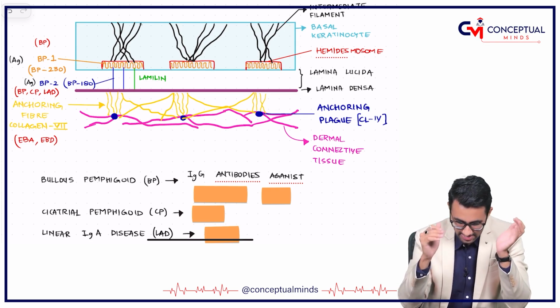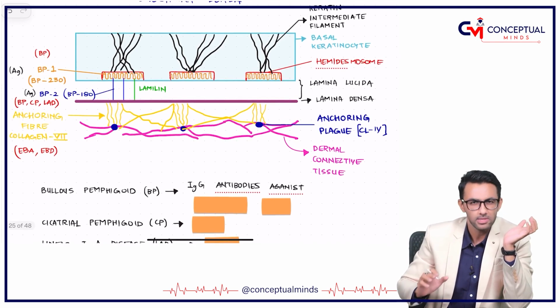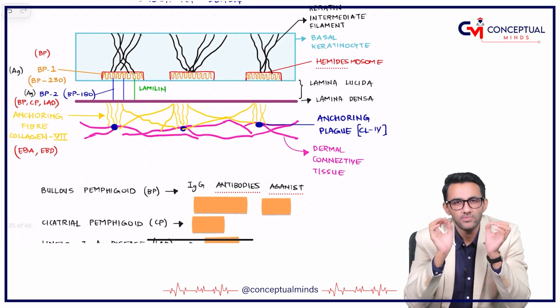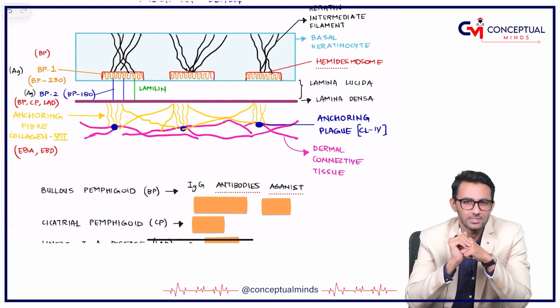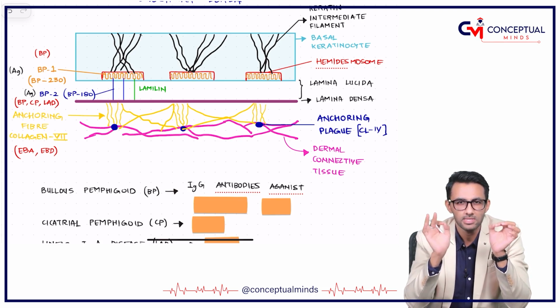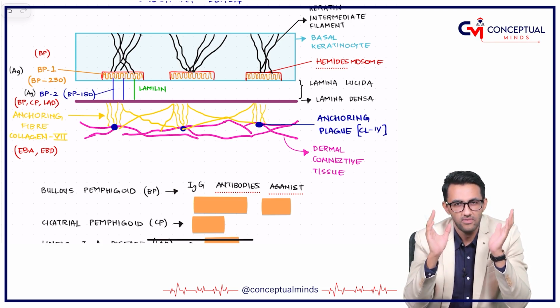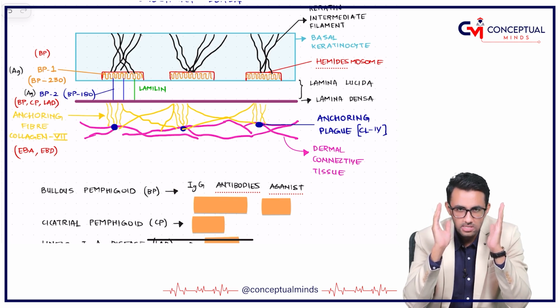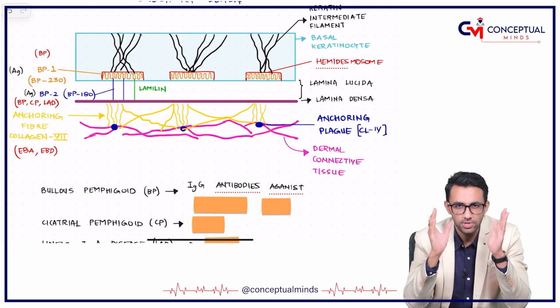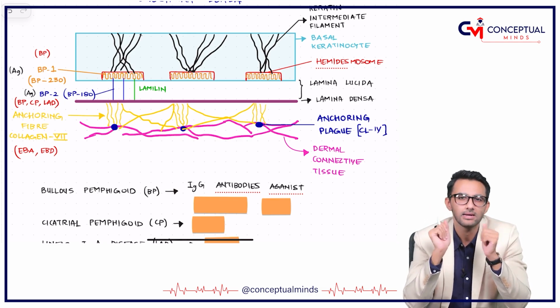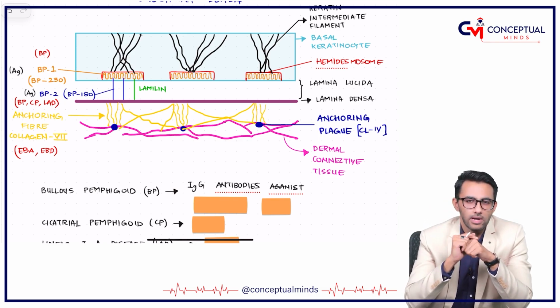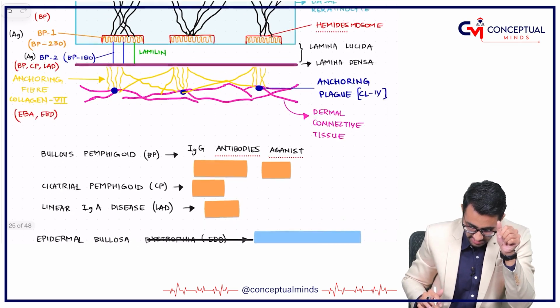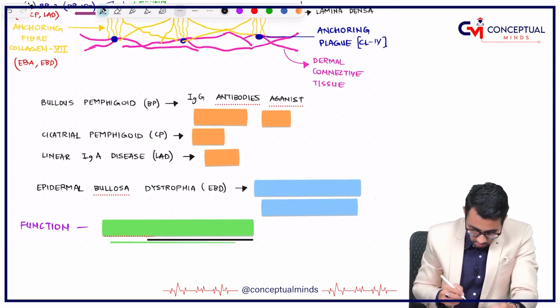What is the reason we are reading about this topic so extensively? It is because of these BP1 and BP2 antigens. In the pemphigus group of diseases, antibodies are made against these two antigens. Whenever we hear the word pemphigus, this diagram should come to your mind right away, so that you know exactly where the antibody is being made. Let us discuss which antibodies are made.